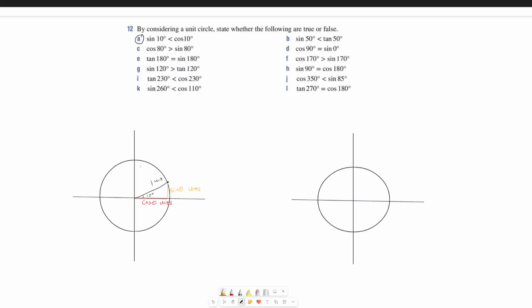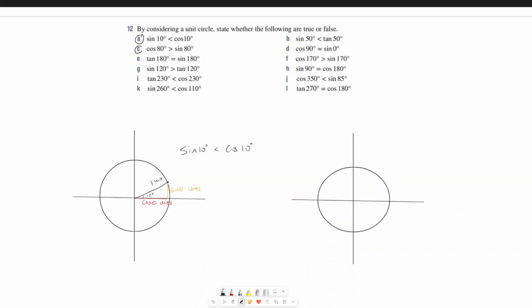Now, if you have a look at this triangle, it's quite clear that at 10 degrees we're going to have this relation. So sine 10 degrees is clearly going to be less than cos 10 degrees. All good with that? Let's have a look at a second example. We'll go to the next question.